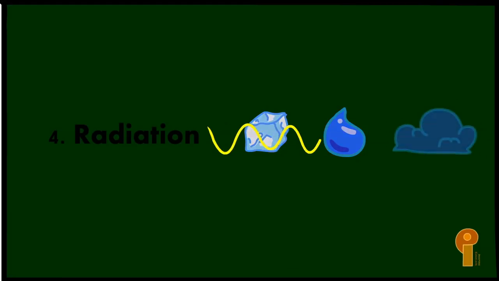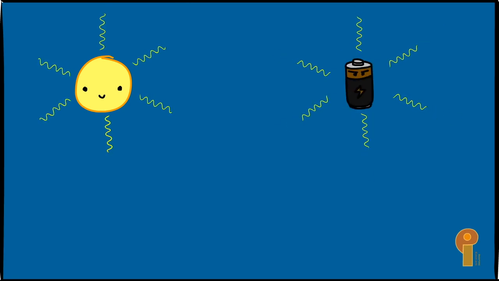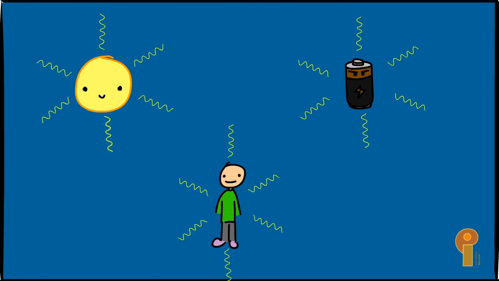Radiation: all phases participate in heat transfer. Radiation is an emission of heat through electromagnetic waves. Every object in this world emits heat in this fashion. You probably already know the sun does, and batteries also release heat. Even you're releasing heat right now in these electromagnetic waves too.